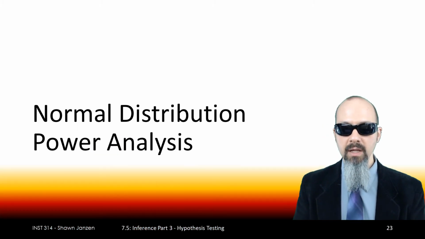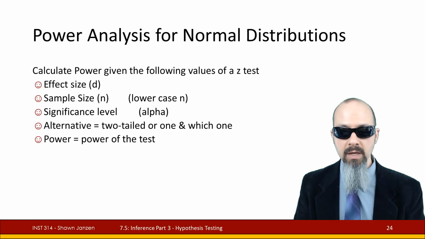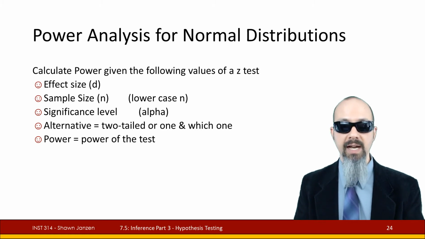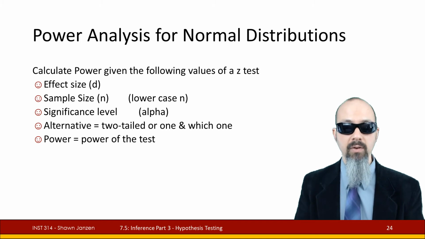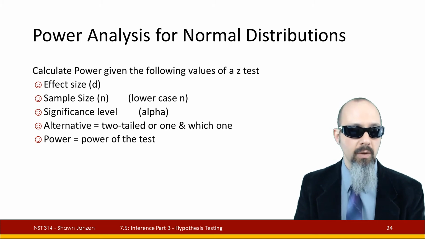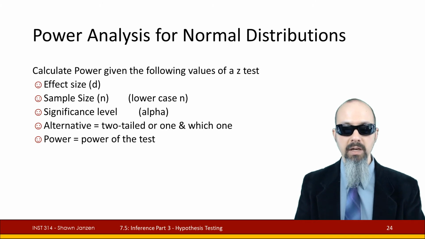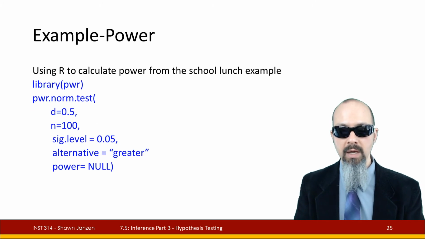Let's talk about this briefly in terms of normal distributions and power analysis. So we said before that when you're dealing with power analysis, you get to specify things like effect size, which we're going to use as d, sample size, which is n, significance level, which is our alpha, and then we're going to include the alternative. Are we looking at a one-tailed test or a two-tailed test? And we're going to indicate the power of the test that we want. So we're going to use R.